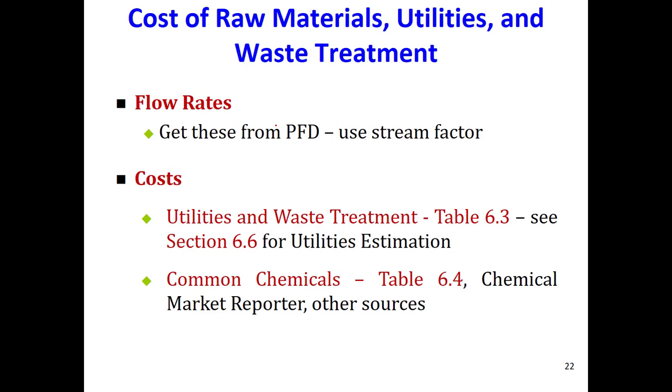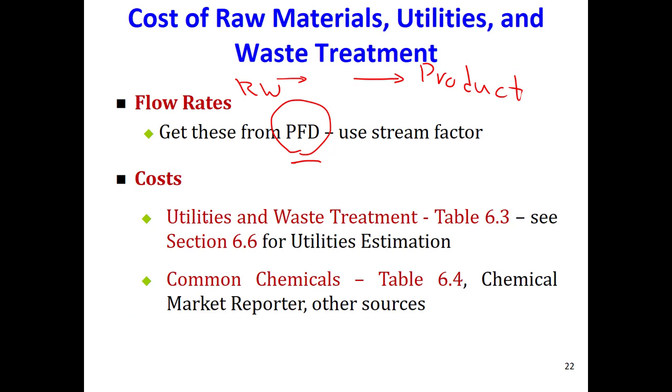So raw material is really related to the flow rate or production rate. We use a PFD, process flow diagram, to calculate that. We know how much raw material we need and how much product we have, raw material and product, right? So we can use the PFD. Those information are available in the PFD, and we use the stream factors to calculate that.